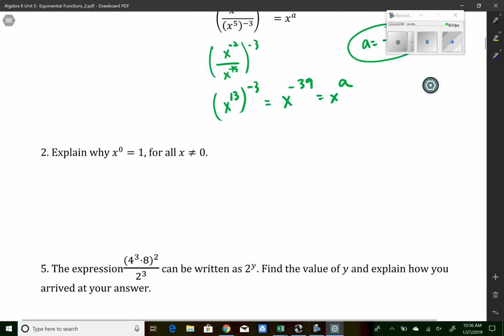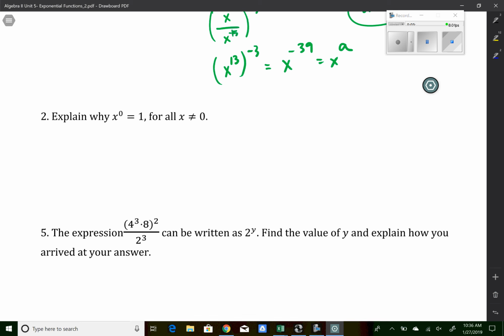Number two says explain why x to the 0 equals 1. There's a lot of different ways of doing that, right? So if you just put x to the 0 equals 1 because exponents have to have a starting point of 1 because it's the first number in the multiplication process, or when we have x to a power, we wind up having a sequence like we talked about in class. We could do it that way.